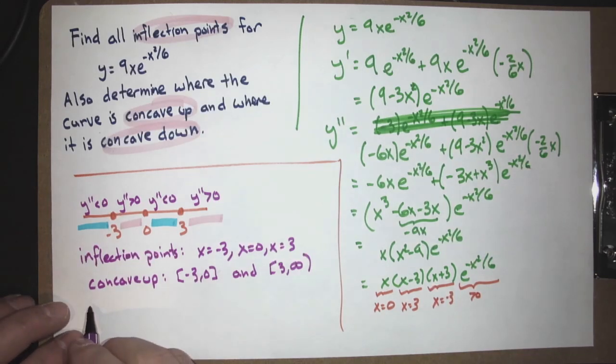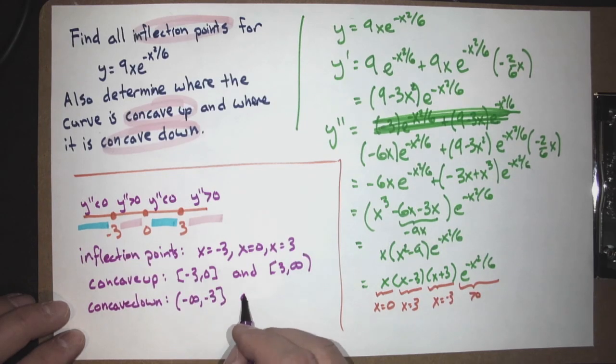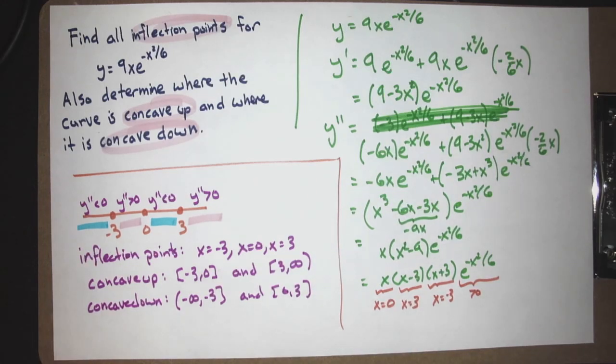Okay, concave down. Where is that happening? Negative infinity, negative 3, and 0, 3. Okay. All right, good. Any questions? Yes?